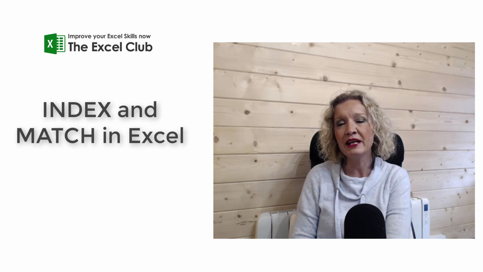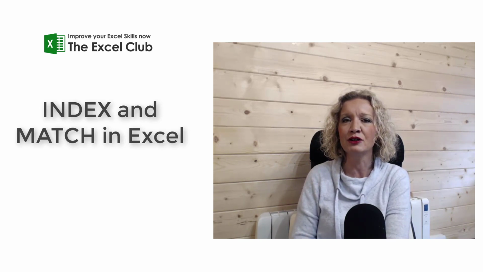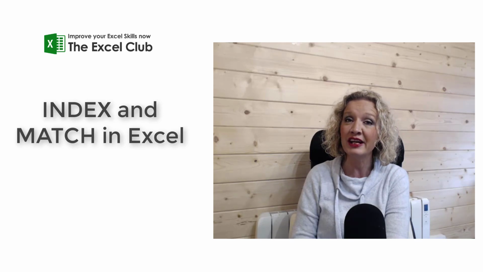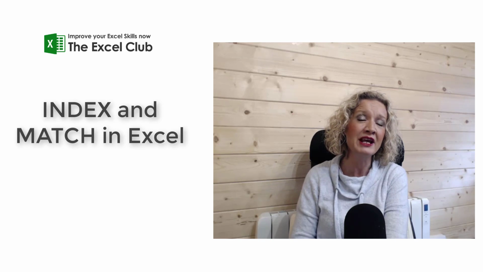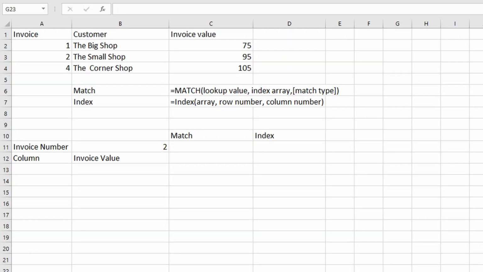So let's hop into our model and take a look at INDEX and MATCH in action to carry out a lookup and return values in a more dynamic way than what VLOOKUP can do. Now, MATCH returns the relative position in a list, and INDEX will return the intersecting point between a row and a column. The MATCH function looks for a lookup value, a lookup array, and then a match type.